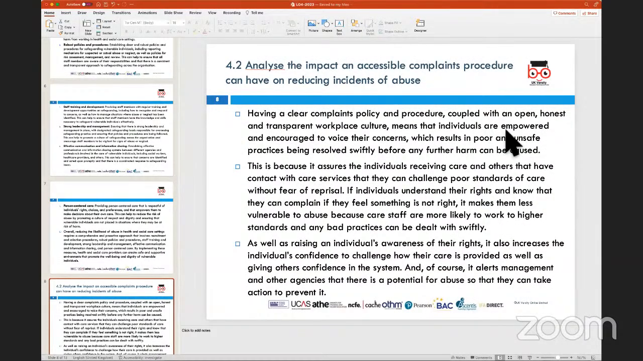Okay. Now let's look at the second assessment criteria, which talks about analyzing the impact of an accessible complaint procedure and how this can be used to minimize incidents of abuse. Now, if I look at a practical situation, why do you make a complaint? Why do you have a complaints policy in an organization?